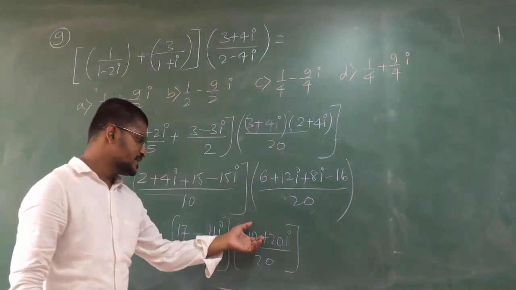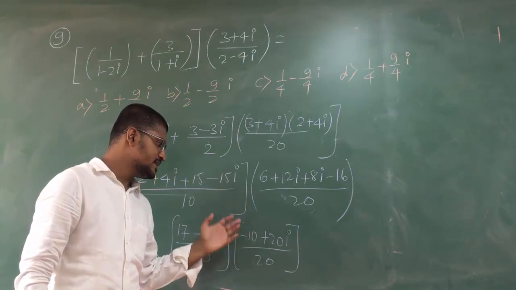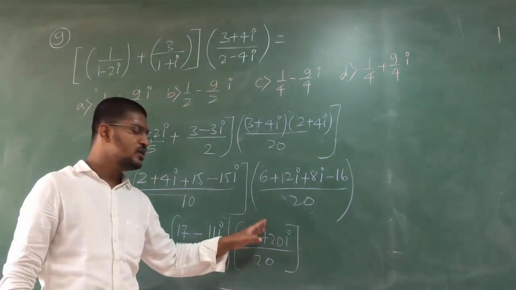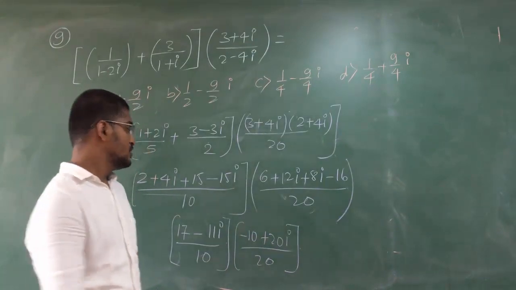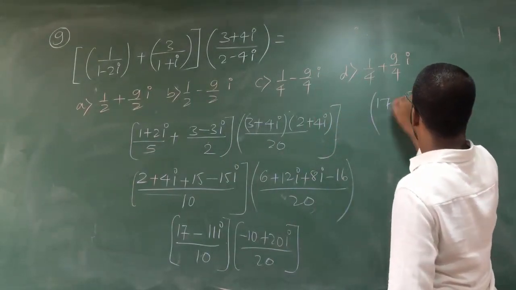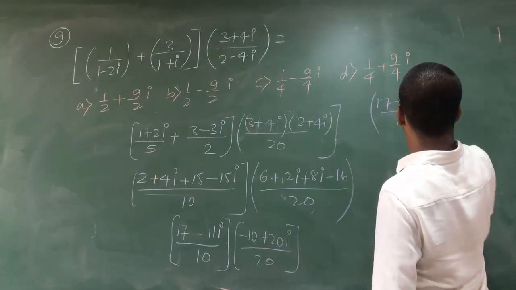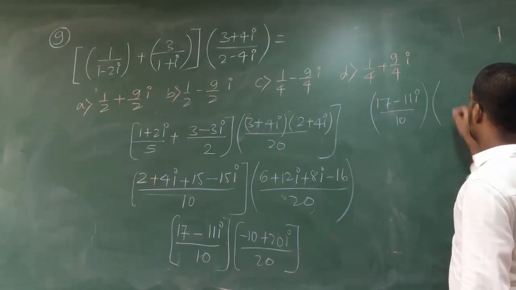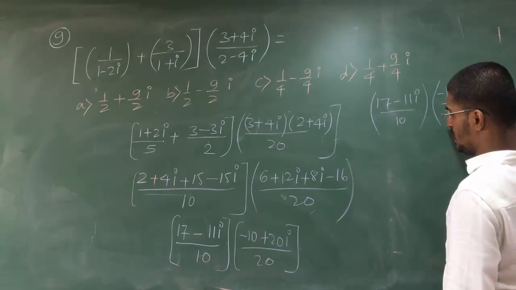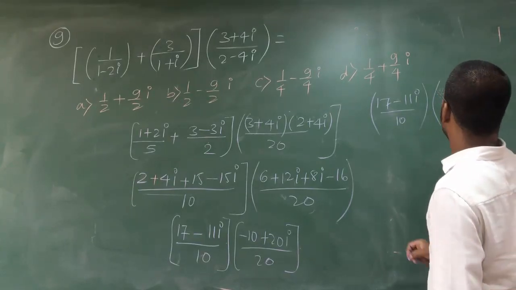So from this you take 10 common and cancel it: 10 into 1, 10 into 2, so it will be remaining with (17 minus 11i) divided by 10, minus (1 plus 2i) divided by 2. Clear?